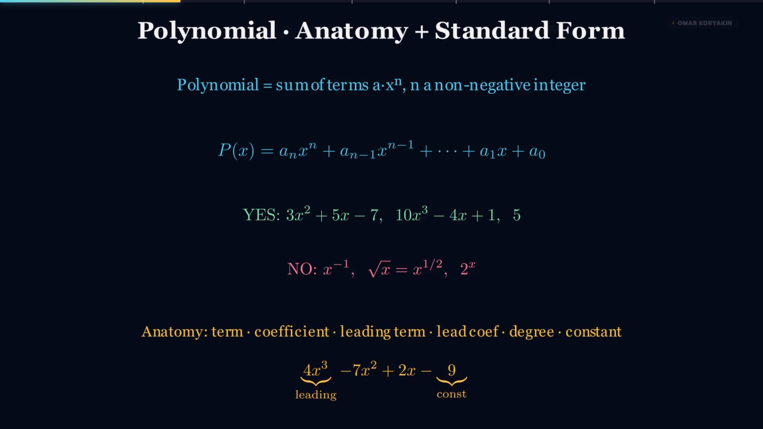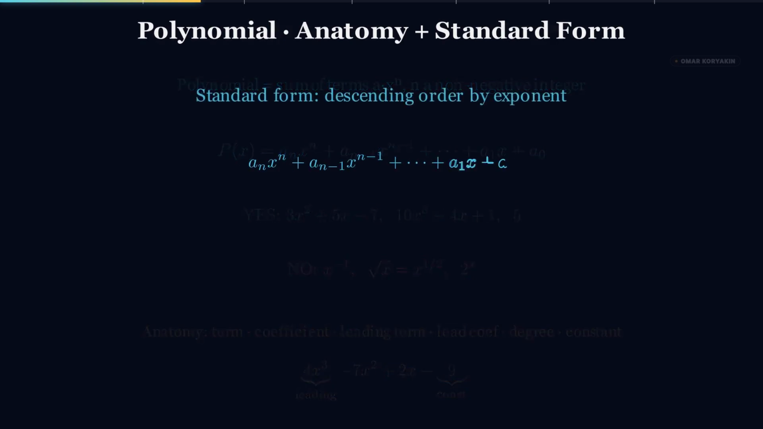Counter examples that are not polynomials. The expression x to the negative 1 is not a polynomial because the exponent is negative. The expression x to the 1/2, also written square root of x, is not a polynomial because the exponent is fractional. The expression 1 over x is the same as x to the negative 1 and is not a polynomial. The expression 2 to the x is not a polynomial because the variable x is in the exponent rather than the base.